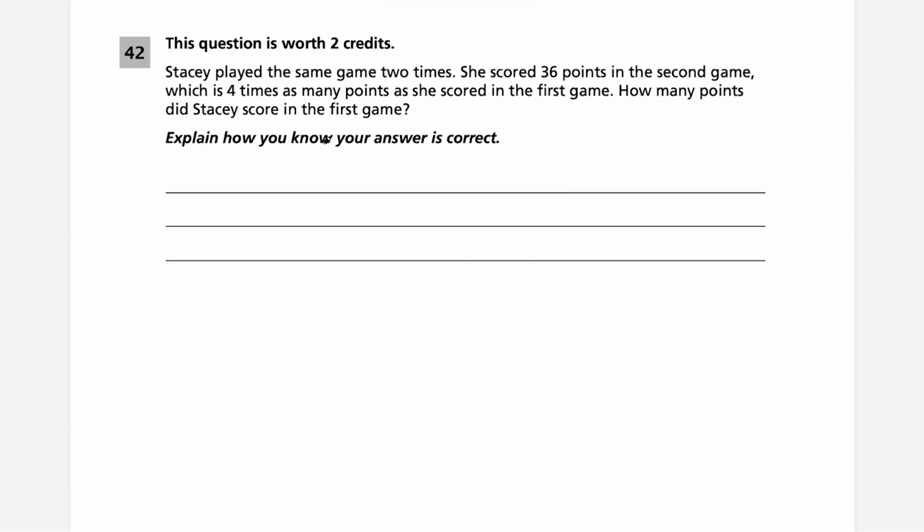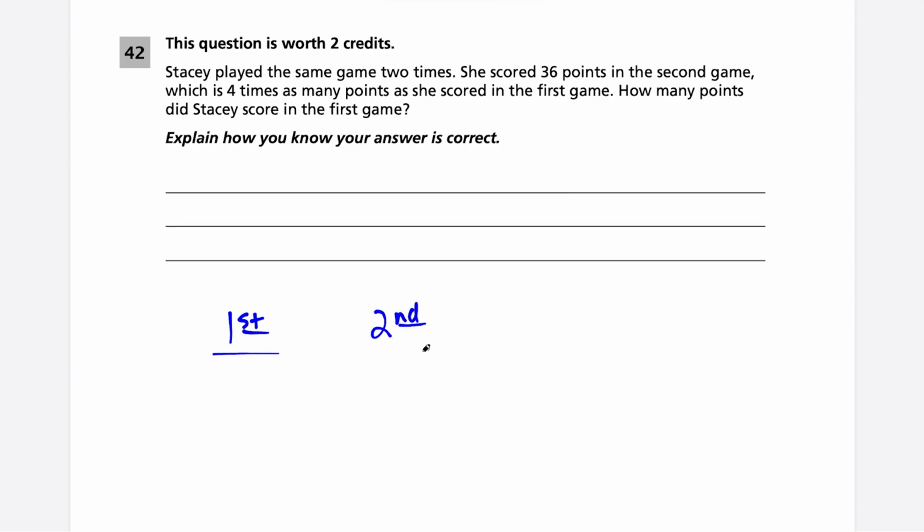Question 42, Stacy played the same game 2 times. She scored 36 points in the second game, which is 4 times as many points as she scored in the first game. How many points did Stacy score in the first game? So for this question here, let's think about what's going on here. Stacy plays some game 2 times. So let's think about the first time and then the second time.